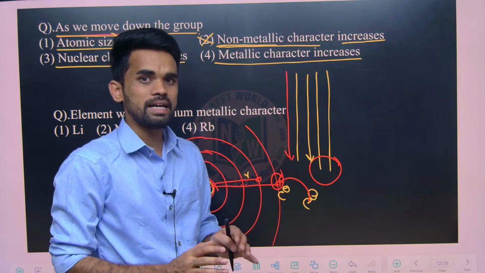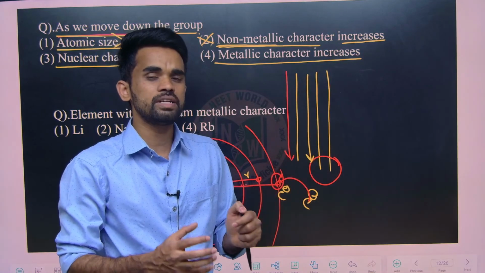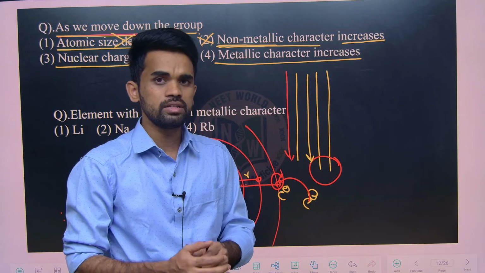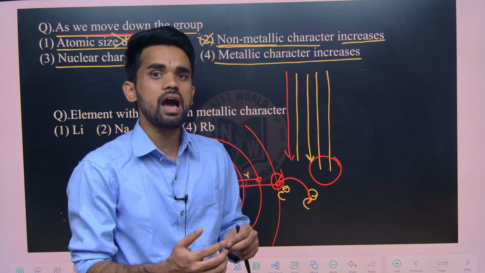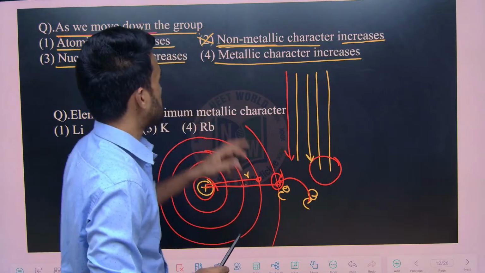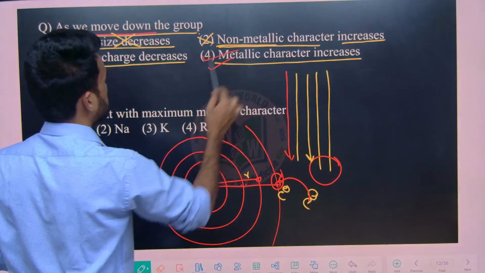Metallic nature depends on electropositivity. The elements which have more tendency to lose the electron, that is, more electropositive nature, will have more metallic character. So metallic nature increases. This is our perfect answer for the discussion.